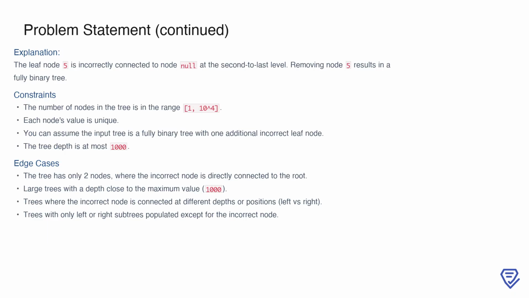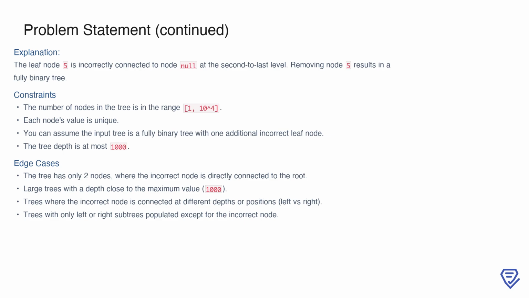In the corrected tree for the second example, the root node 1 still has nodes 2 and 3 as its children, and node 2 retains its left child, node 4. The incorrect node 5 has been removed, restoring the tree's fully binary structure. The explanation here is that node 5 was improperly connected to a null value at the second to last level, violating the rules of a fully binary tree. By removing it, the tree adheres to the required structure.